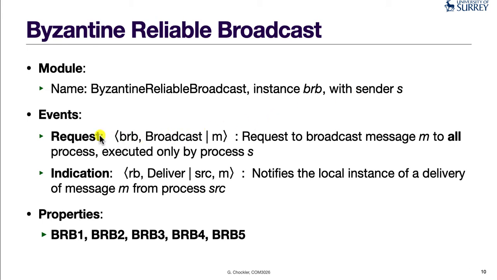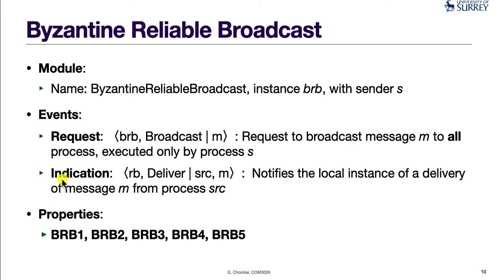So the interface supported by Byzantine reliable broadcast is as follows. There is one type of request event, which we are already familiar with, and those are broadcast events of a message M. And the only difference compared to the reliable broadcast for crash failures is that this request can only be executed by a single process S.